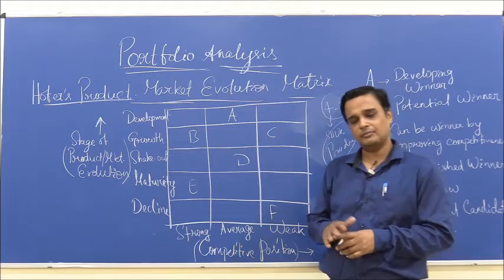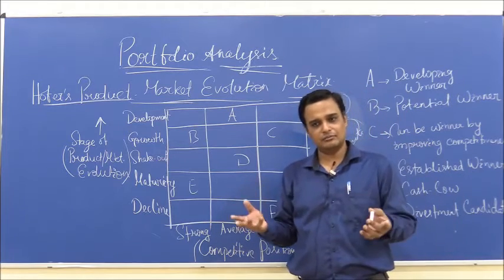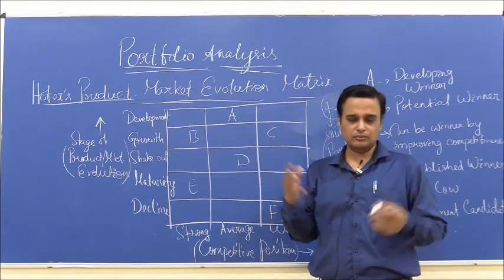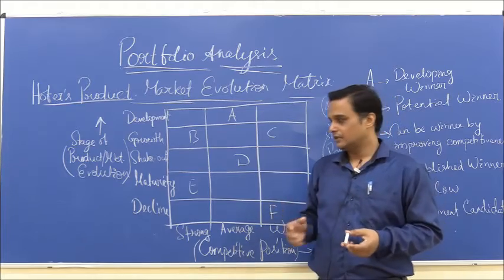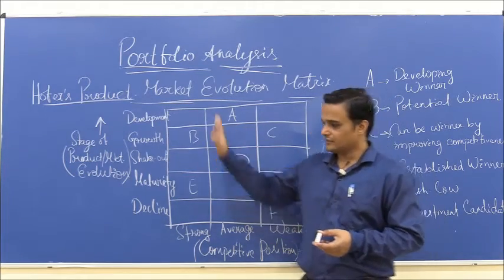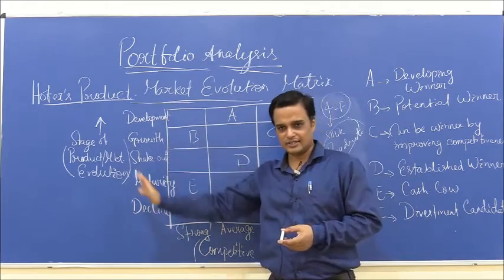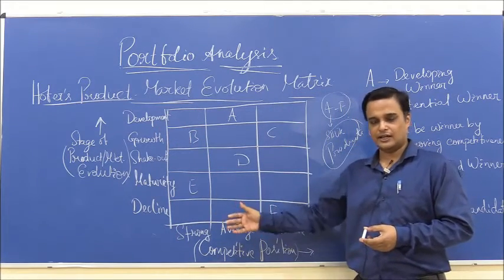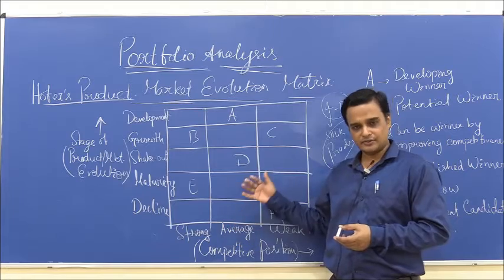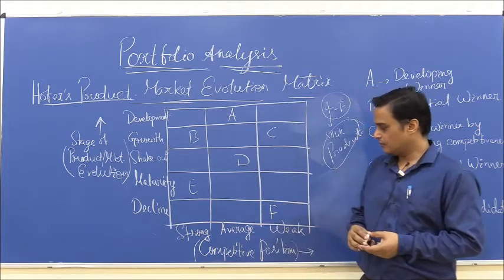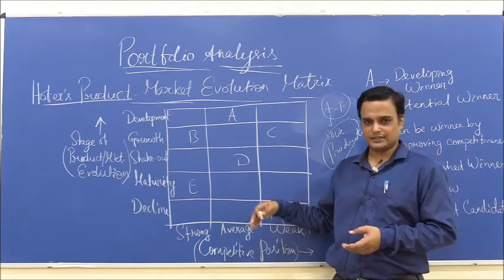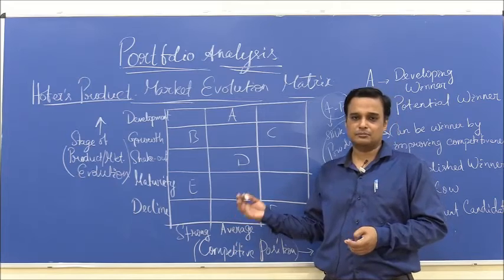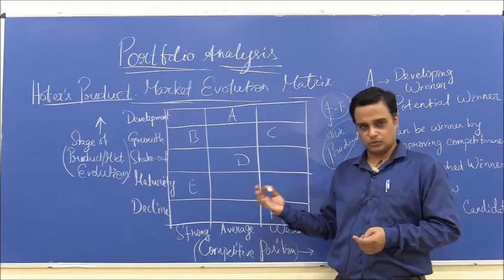If you remember, GE 9 cell was a 9 cell matrix. It took a lot of factors into consideration, but this matrix gives us an idea of what stage the market is in, and in relation to that, how the company's SBU is performing. So, that is how this is an improvement. This may be considered an improvement over the BCG and GE tools.